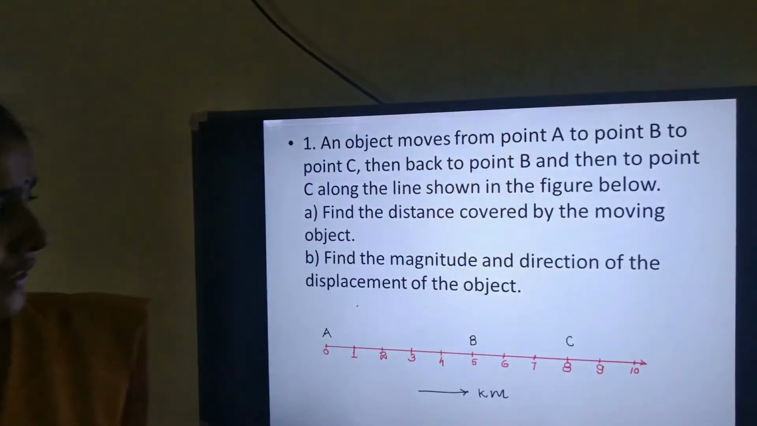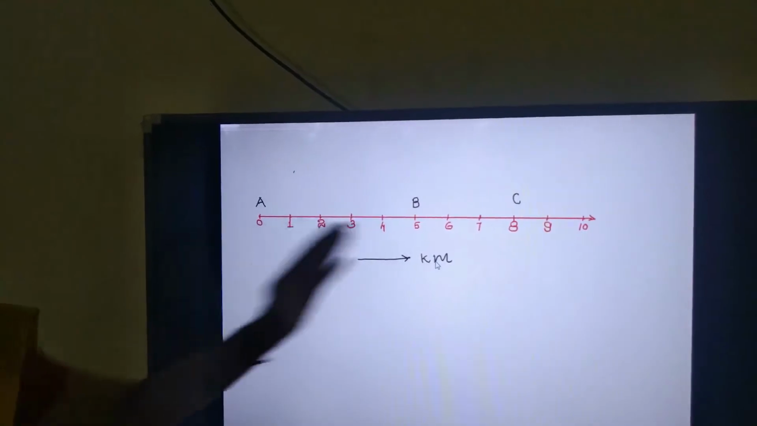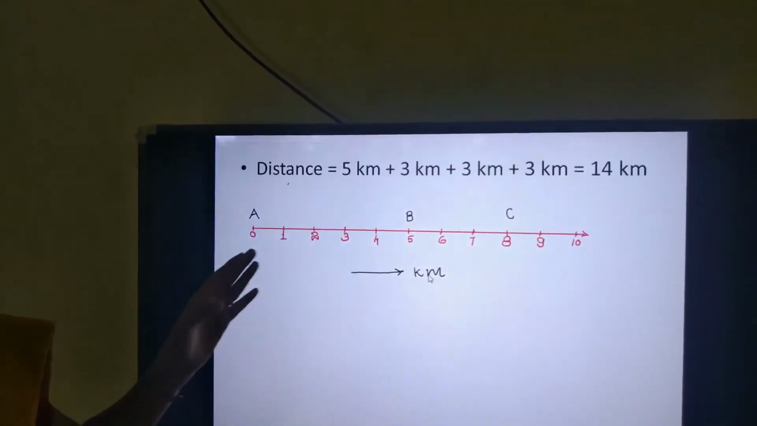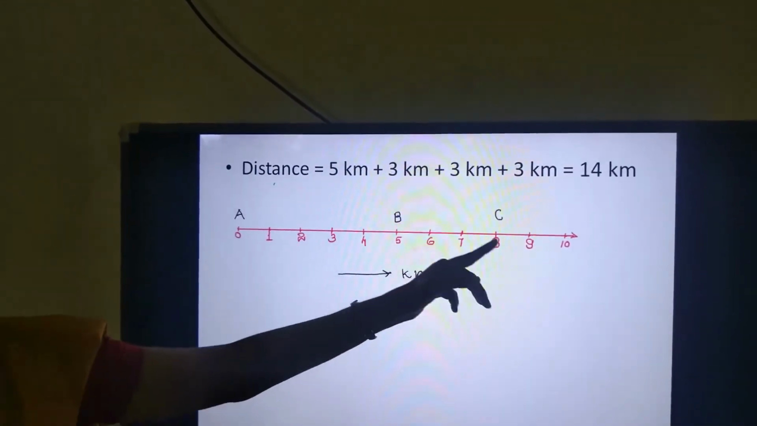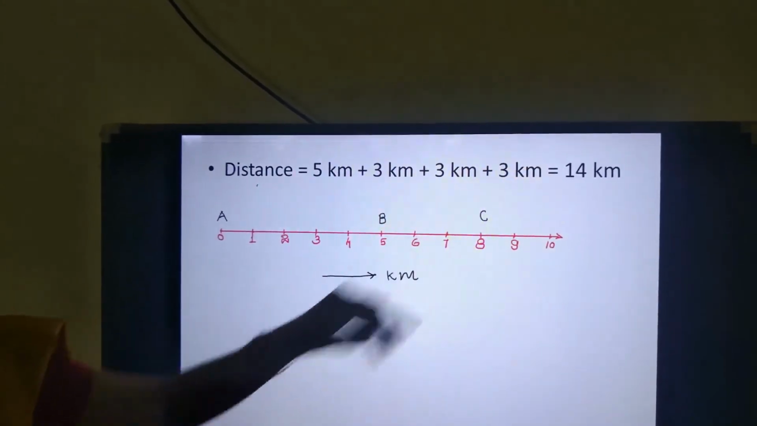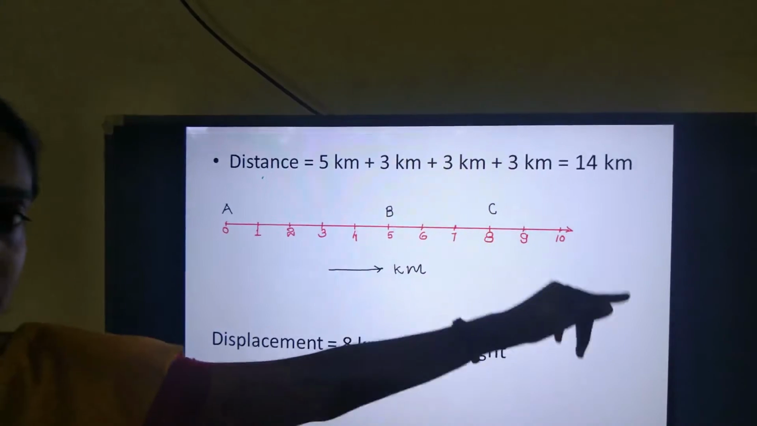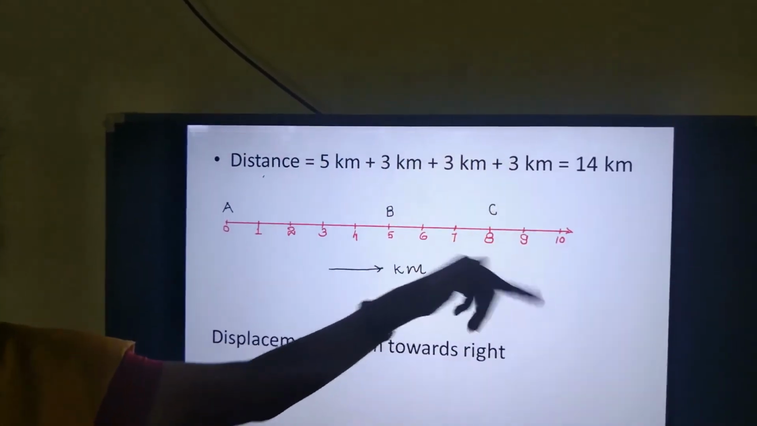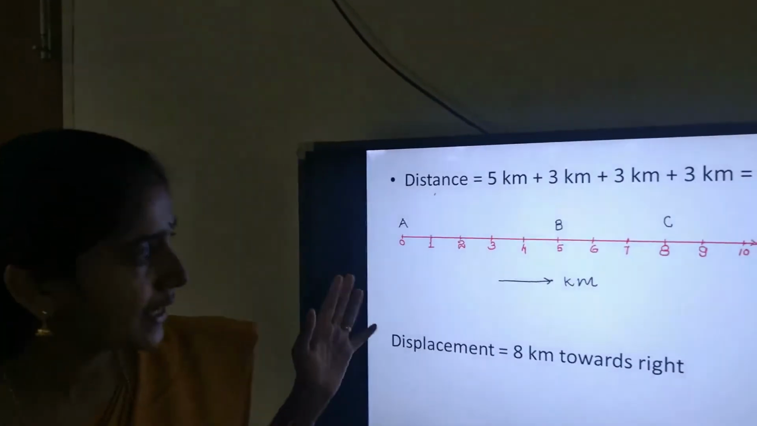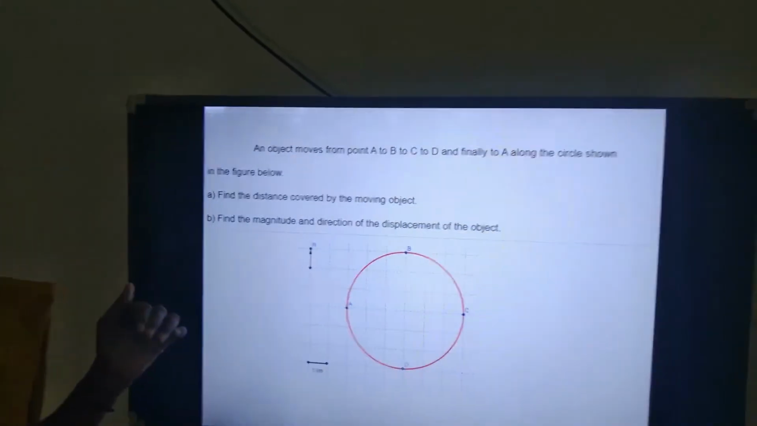Okay, so let us see the solution now. This is the given question. Distance travelled is 5 plus 3 plus 3 plus again 3, so total 14. And displacement is 8 kilometer towards right, or we can say towards C. Okay, I hope you understand this. Let's move to the second question now.